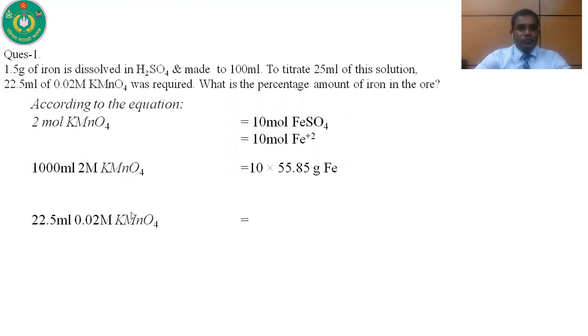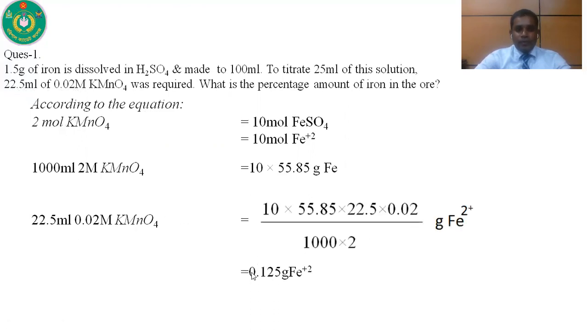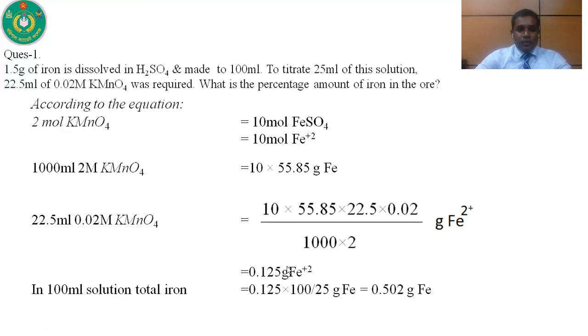Now, as given, 22.5 ml of 0.02 molar potassium permanganate, what amount of iron do we get? We get 0.125 gram Fe2+. So from this we can write that in 100 ml solution, total iron will be 0.502 gram. Here we need to find the percentage amount of iron in the ore.